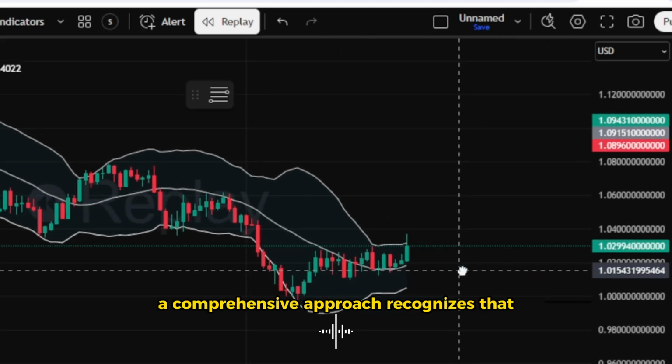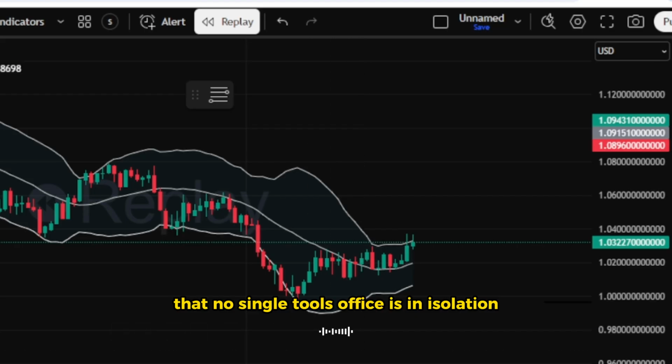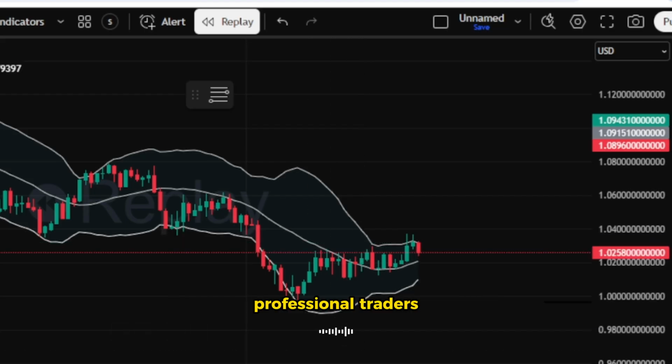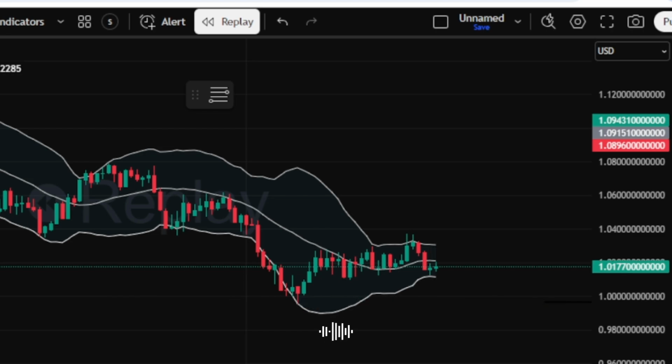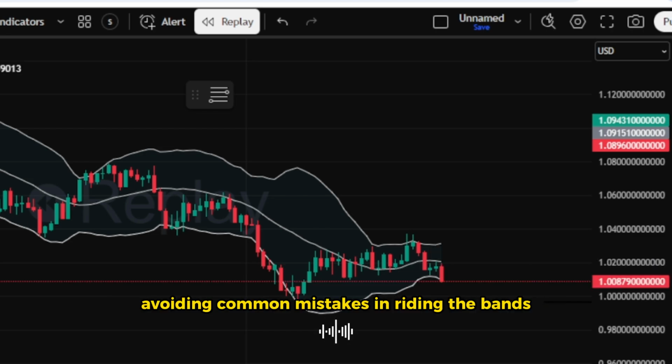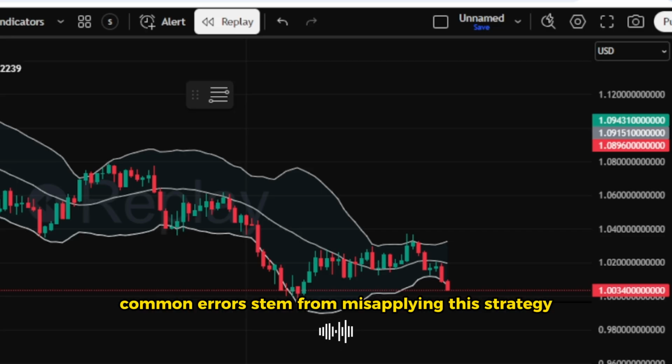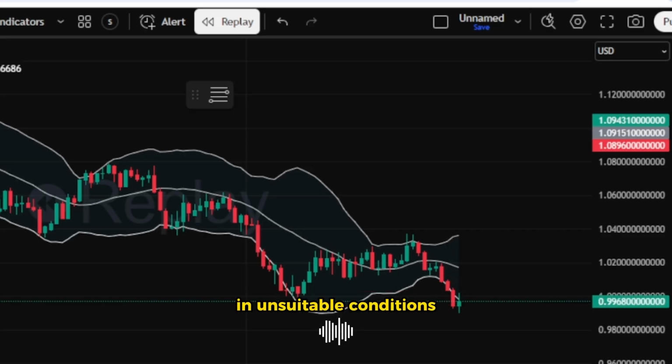A comprehensive approach recognizes that no single tool works in isolation. Professional traders synthesize information to build robust trade theses supported by confluence. Avoiding common mistakes in riding the bands. Common errors stem from misapplying this strategy in unsuitable conditions.